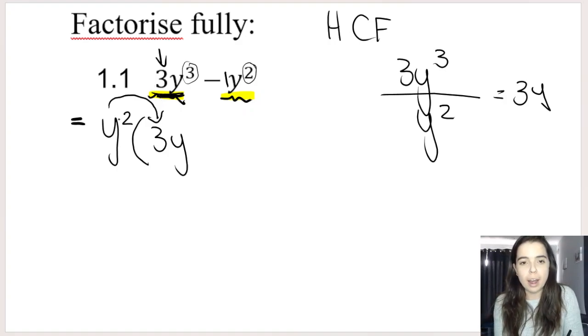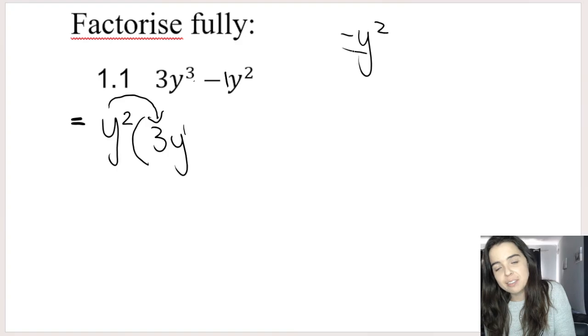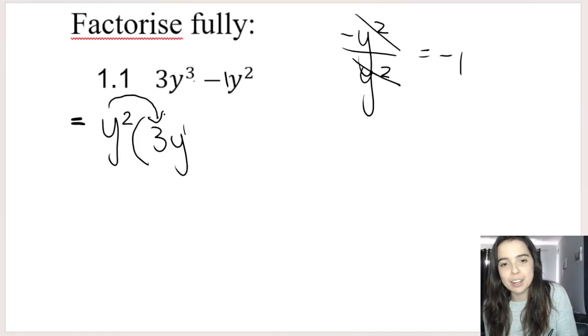So y squared multiplied by 3y gets me 3y cubed, because you say y squared plus y to the power of 1, that's where the y cubed comes from. Then we've got negative y squared divided by y squared. Negative y squared divided by y squared is going to leave me with negative 1, because that's going to cancel with that, leaving me with negative 1.